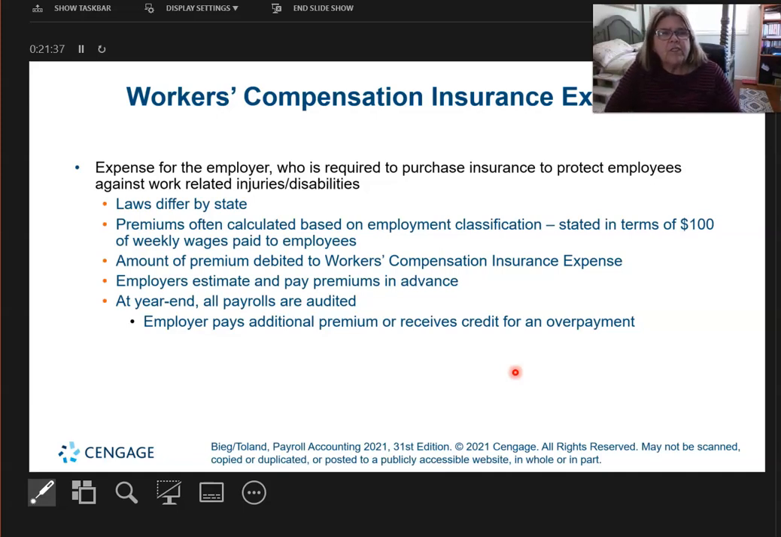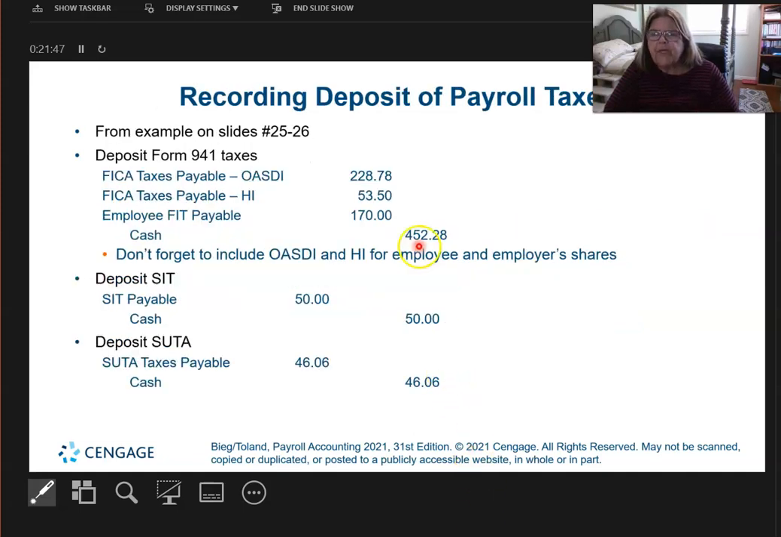So on the next slide, we're going to talk about what happens when I actually pay the money that I withheld as an employer from your paycheck. Okay, so this is from the examples we showed earlier. When I get ready to actually pay the money, the Social Security, now remember this represented you, the employee's portion, and me, the employer's portion. The same with this. This was both your portion and my portion.